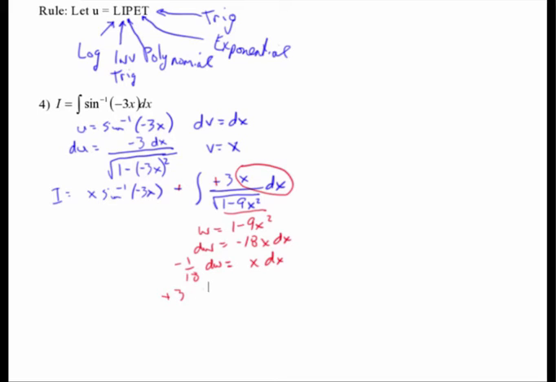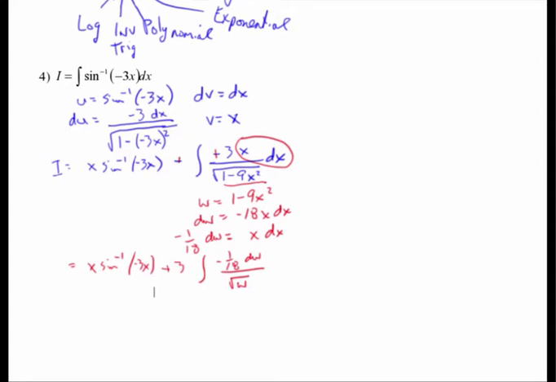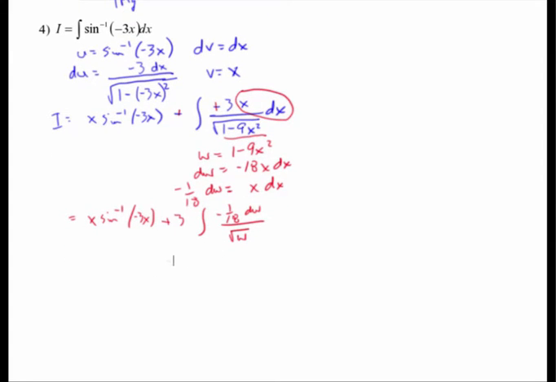So I have 3, the integral of negative 1 over 18 dw over square root of w. And we're just going to bring this other stuff down, x inverse sine of negative 3x. I just need to simplify a little bit. We have negative 1/6 integral of w to the negative 1/2 dw. So I'll have negative 1/6 w to the 1/2 over 1/2, or multiplied by 2 over 1. And then we'll tack on our plus c.